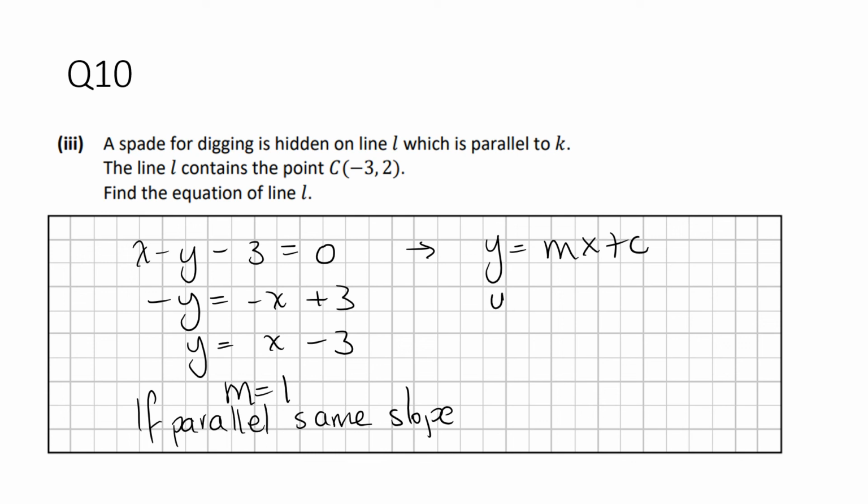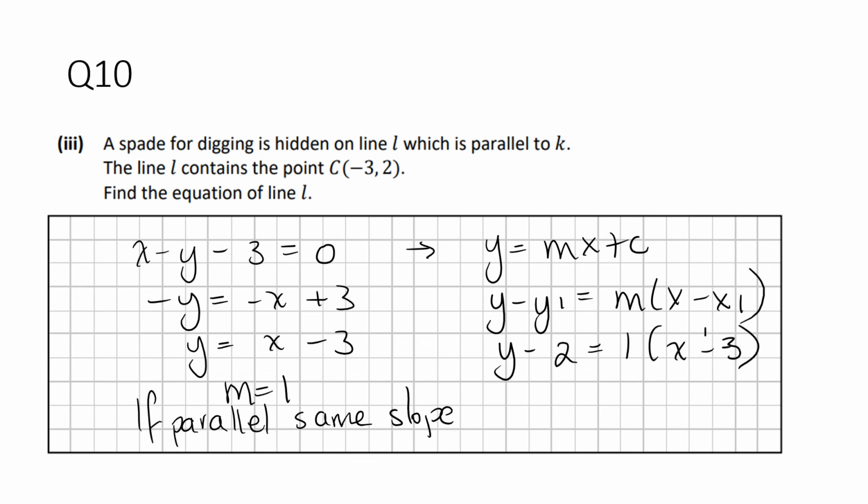So we're going to use the equation of the line for this one. And we're going to do y minus 2 is equal to 1 times x minus minus 3, and that's going to turn into a plus. So we're going to have y minus 2 is equal to x plus 3. And then we're just going to rearrange it and say that x minus y, and then 3 plus 2 is 5. And that's going to be your equation.